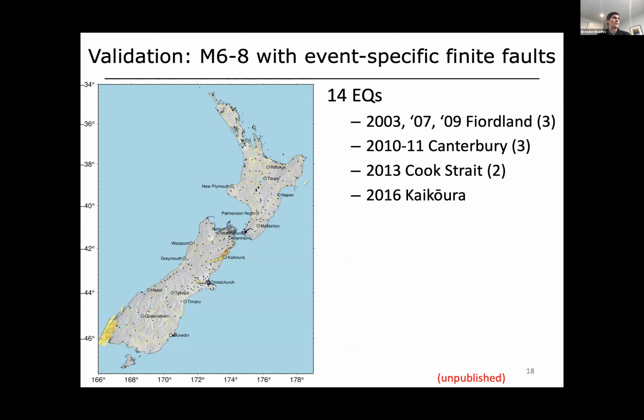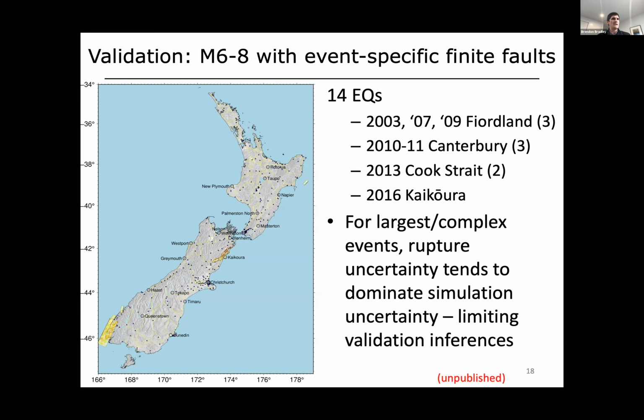And then finally, 14 events in the magnitude 6 to 8 range that have event-specific finite faults that have been developed from source inversion studies. They kind of cluster, as you can imagine, into earthquake sequences. So down in the Fiordland region at the southwest of the country, there's 3 events in particular. In the Christchurch region, sort of at the center of the South Island, there were 3 main damaging earthquakes from 2010 to 2011. At the top of the South Island, there were 2 events as part of the 2013 Cook Strait earthquake, and then of course the 2016 Kaikoura earthquake in the northern portion of the eastern South Island as well.